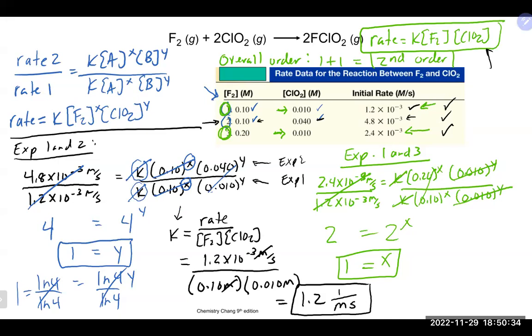How did I get to this? Is that right? Yeah, so I took the rate law here, the completed one with the orders, and basically I just divided all these guys to the other side. Yeah. Other questions?